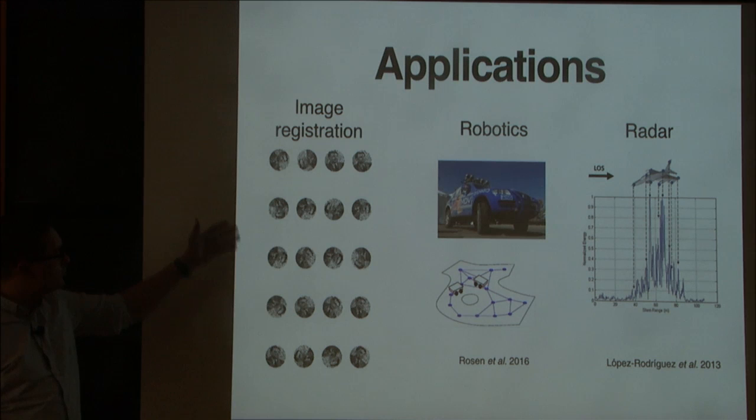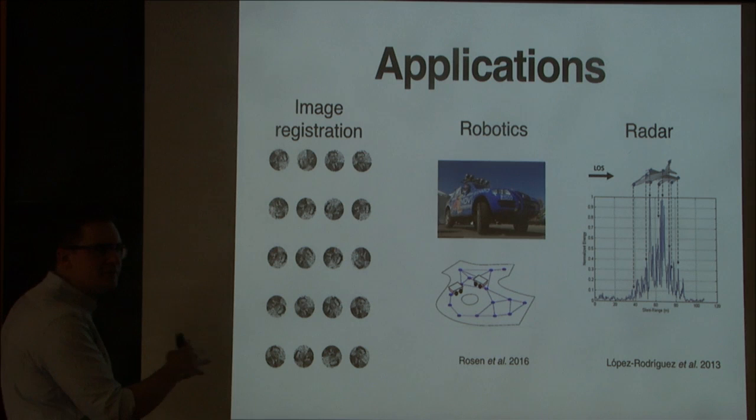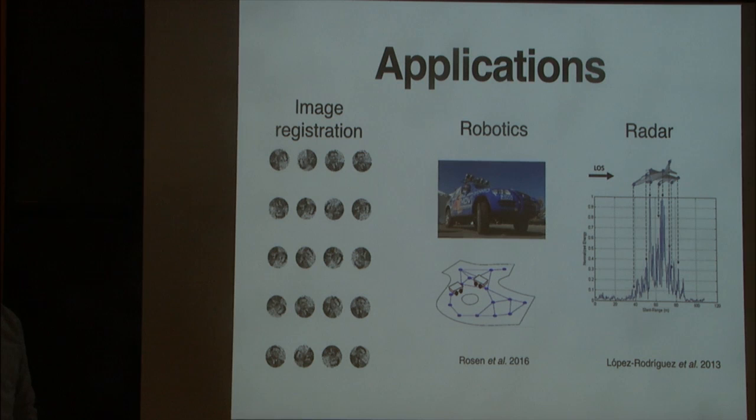Similar techniques were applied in robotics, where the group is the special Euclidean group. This is called SLAM, simultaneous localization and mapping, where you have self-driving cars that move in an environment that's unknown, and they're trying to map the environment as they go. And the one that's the closest to what I'm going to describe is this radar example.